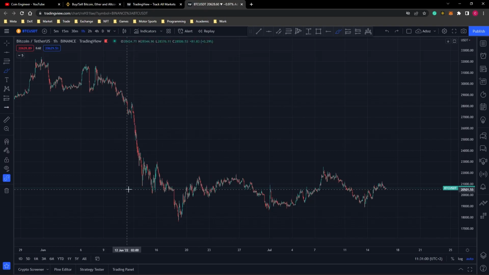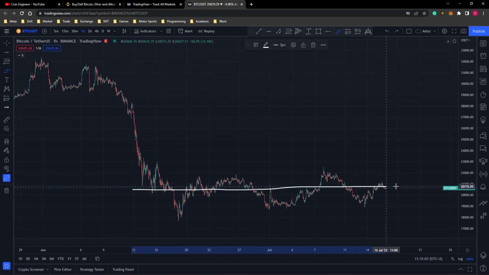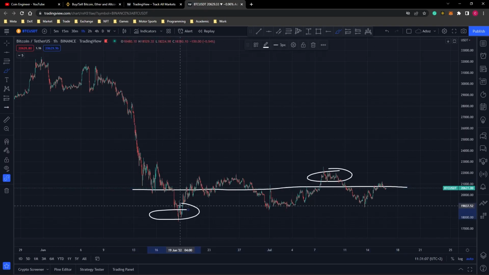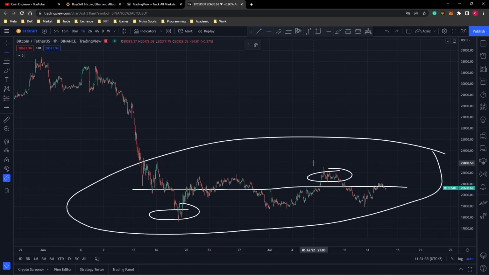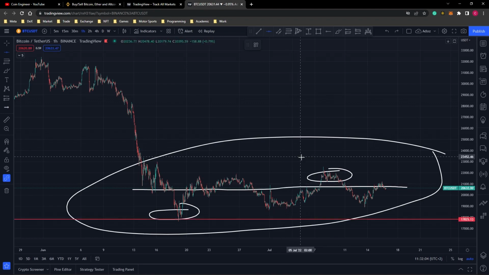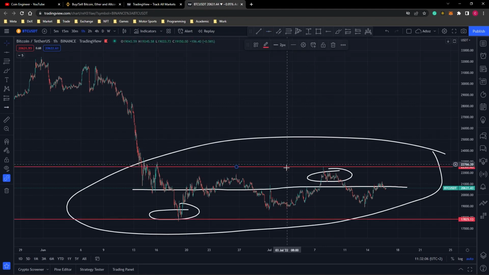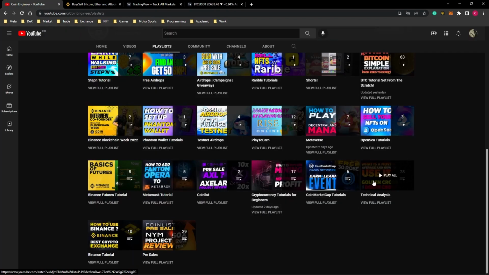Grid markets happen when the market price moves in a direct line, making highs and lows inside a preset area. To identify it, we need to draw resistance and support lines between the low and the high of the asset we would like to trade. You can also watch our technical analysis playlist to learn more about the support resistance zones.